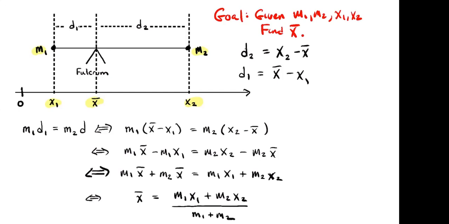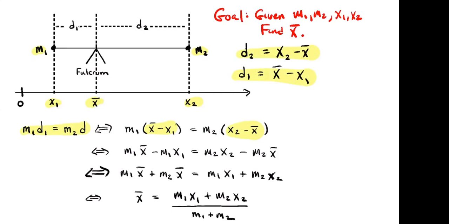So let's just read through what I've got here. I said it balances if and only if those two products are equal. But we've talked about this a lot. In the coordinate system, d2 is x2 minus x1. Remember, you subtract the smaller number from the bigger one. That's the distance. It's the theme of our class. d1 is x bar minus x1. So I'm just plugging those in.